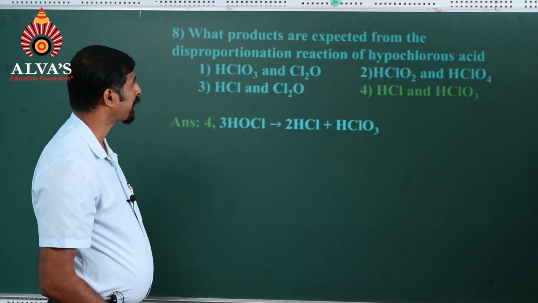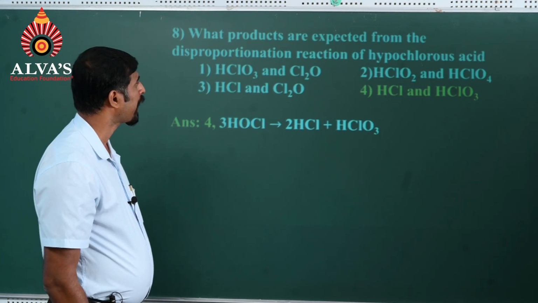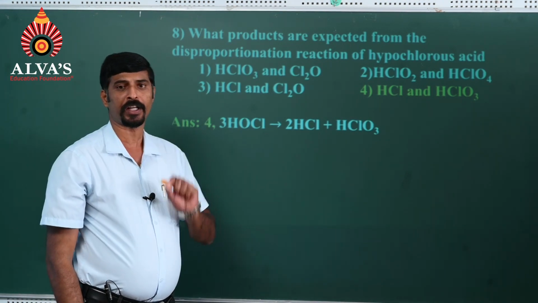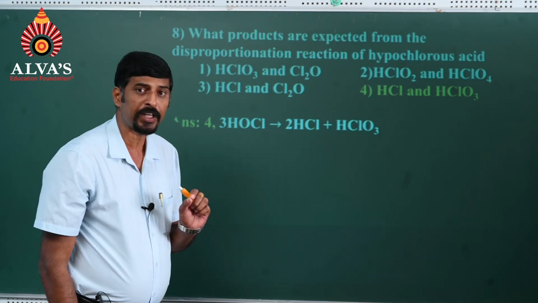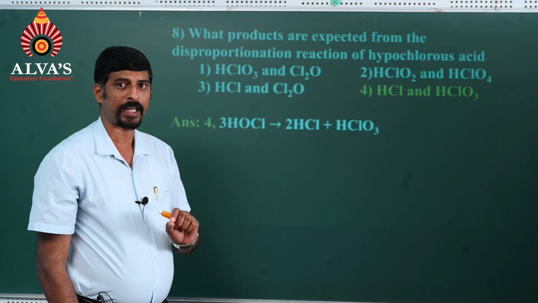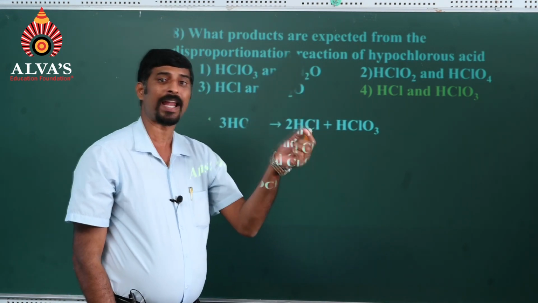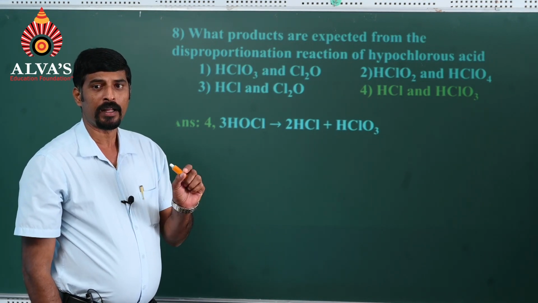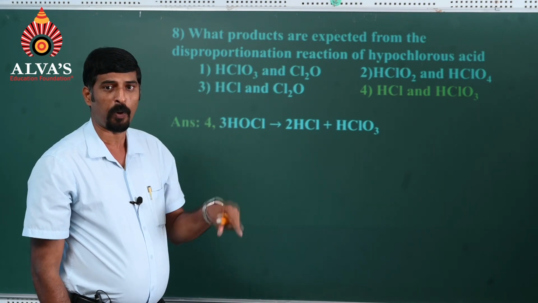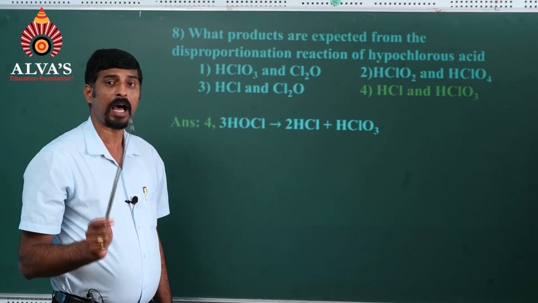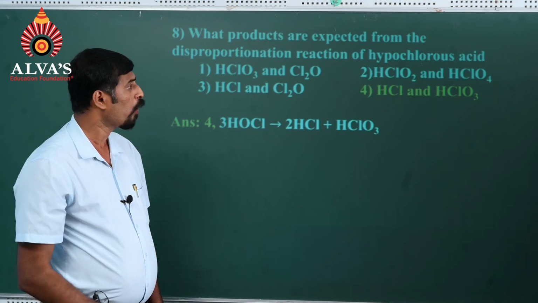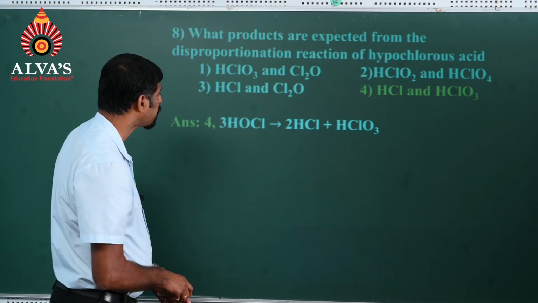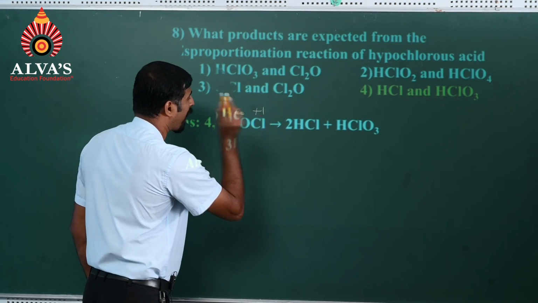What products are expected from the disproportionation reaction of hypochlorous acid? What do you mean by disproportionation reaction? The disproportionation reaction is the one in which the same substance undergoes oxidation as well as reduction. It is possible only when the element present in that compound exists in the middle oxidation state. Now, hypochlorous acid, that is nothing but HOCl, where the oxidation state of chlorine is +1.